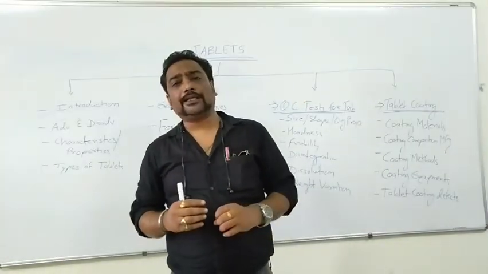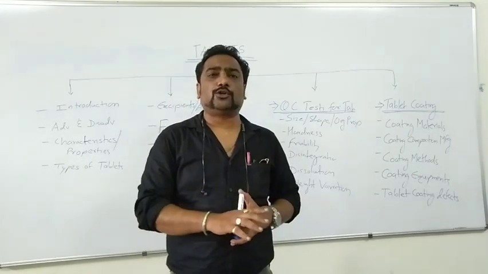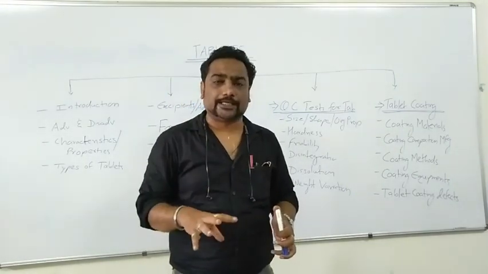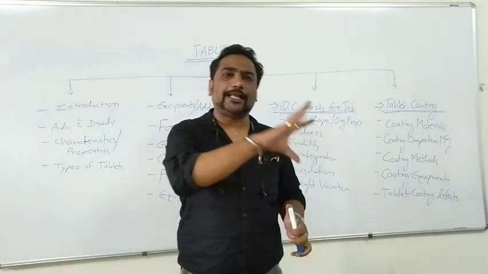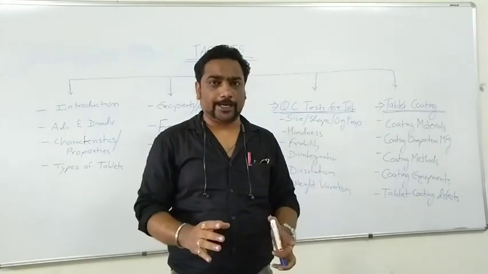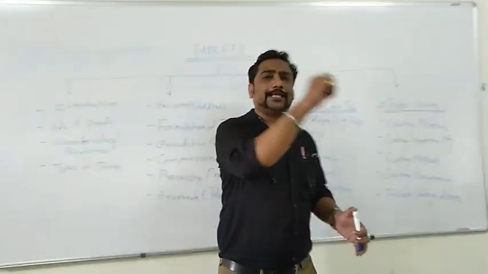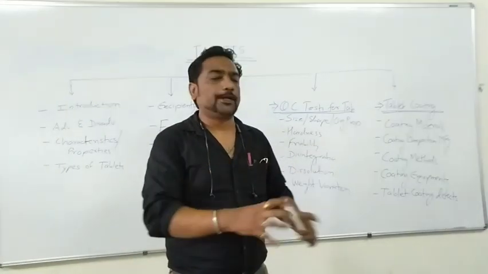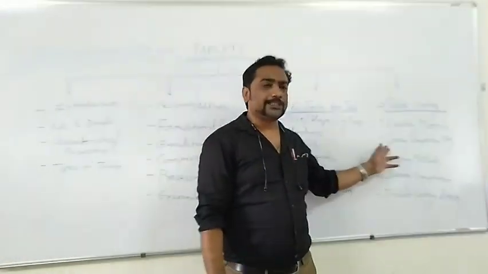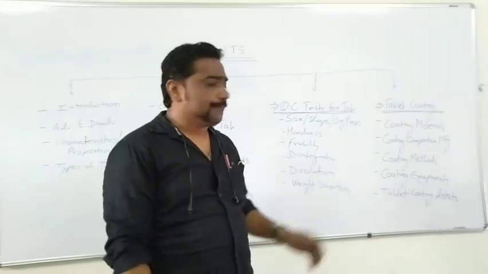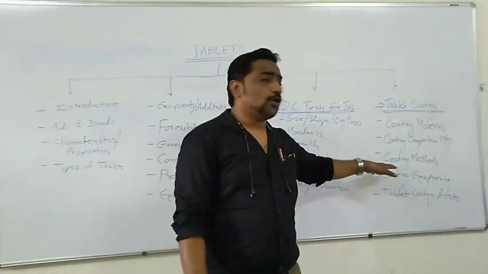Means during the coating of a tablet, we need to prepare a solution of the coating agent. So the coating agent has to be dissolved in a particular kind of solvent, and then that solution is sprayed on the tablet for coating purpose. So we will discuss coating composition manufacturing. Finally, we will cover coating methods.